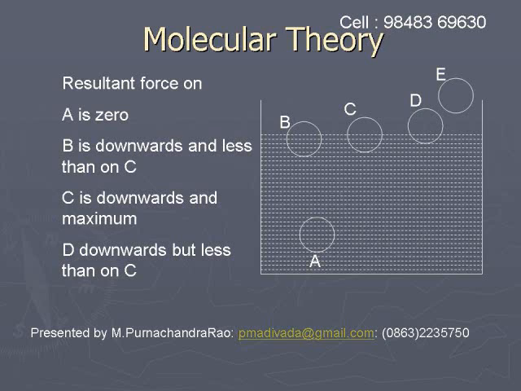And C is half inside and half outside, so on C also there will be a downward force. Though downward force acts on B, C, and D, the net downward force is maximum on C, and it is less on B and D. There will be no molecular force of attraction on E. Like this, we have to understand the molecular force of attraction on several molecules.